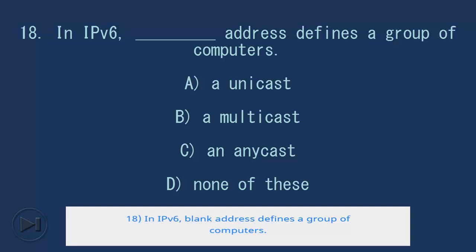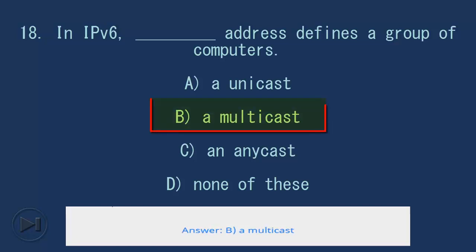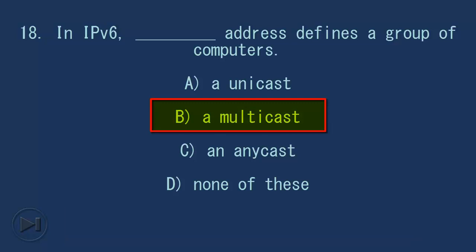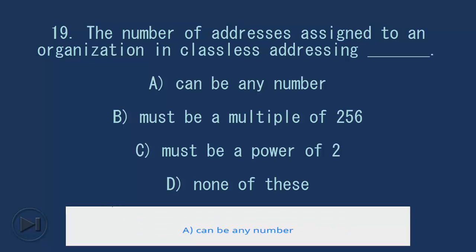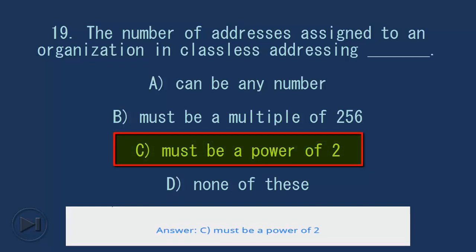18. In IPv6, blank address defines a group of computers. A. A unicast. B. A multicast. C. An anycast. D. None of these. Answer, B. A multicast. 19. The number of addresses assigned to an organization in classless addressing blank. A. Can be any number. B. Must be a multiple of 256. C. Must be a power of 2. D. None of these. Answer, C. Must be a power of 2.